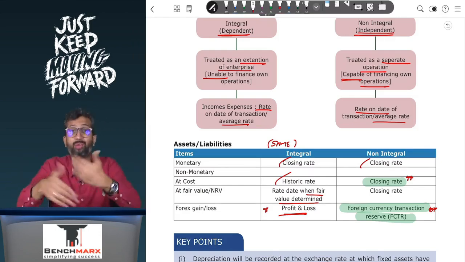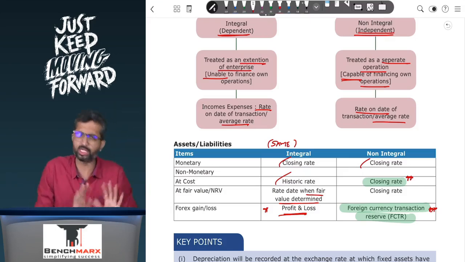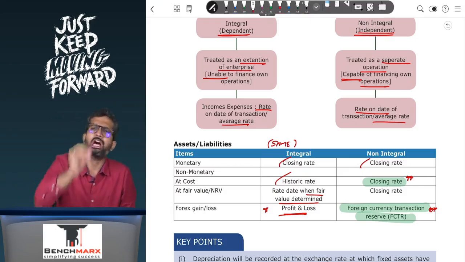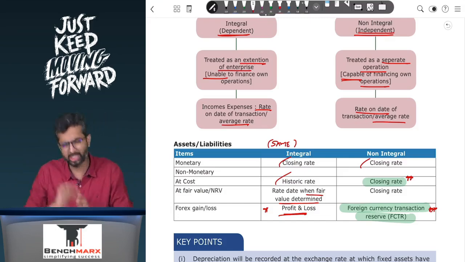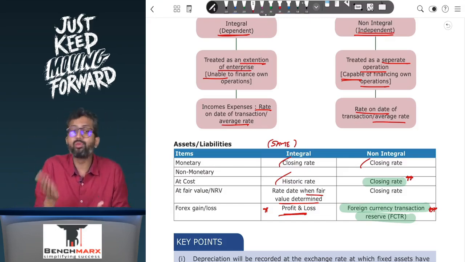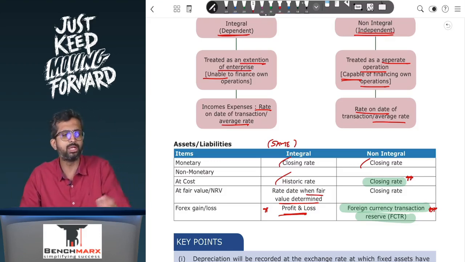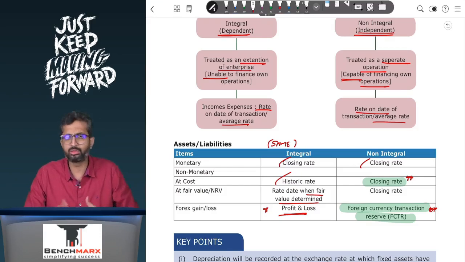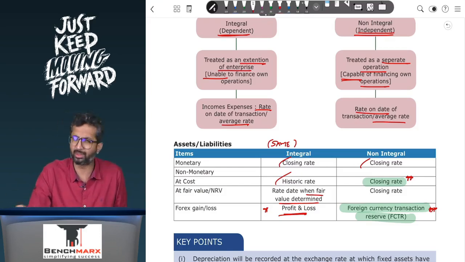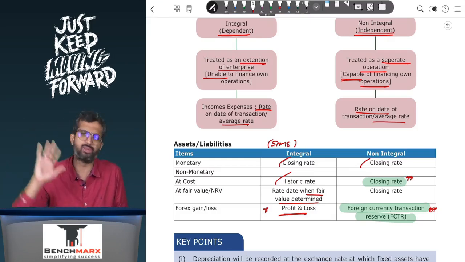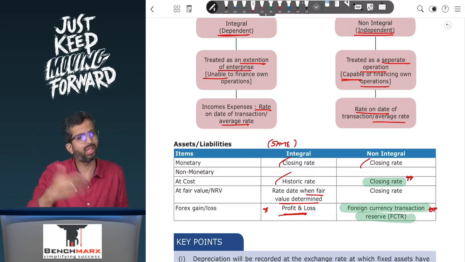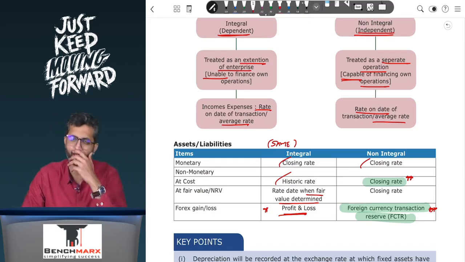See, for integral, you don't have to study anything new beyond what was studied earlier. You are going to follow the same principles. So if nothing is given, usually we assume that the operation is integral. That is what the institute has done even in its study material. So hints for integral can be that there are a lot of transactions between the parent and the subsidiary, or the head office and the branch, so it is integral. But if the question specifically says non-integral, then we take independent. But having said that, you can always write a note and make another assumption.